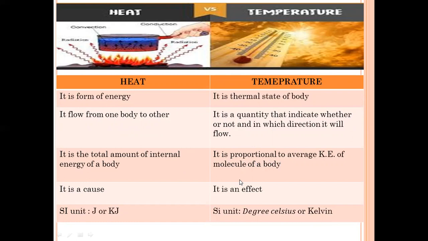When there is a difference between the temperatures of two bodies, then heat flows from the body at high temperature to the body at low temperature. When there is a flow of heat from one body to another body, there will be an increase in the temperature of that body. That's why heat is a cause, whereas temperature is an effect. Heat is measured in terms of joule or kilojoule, whereas temperature is measured in terms of degree Celsius or Kelvin. So this is the basic difference between heat and temperature.